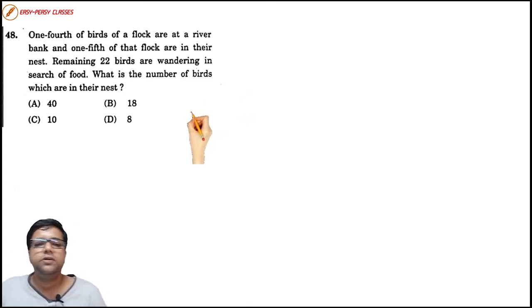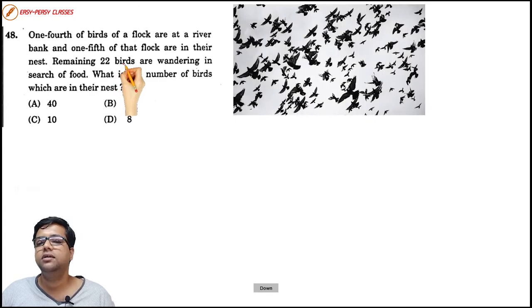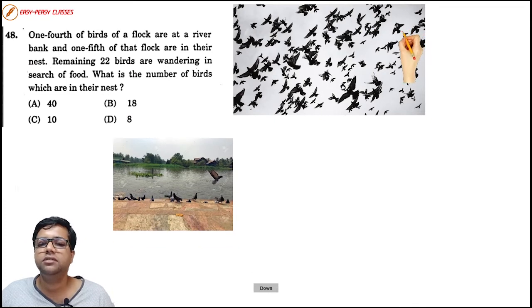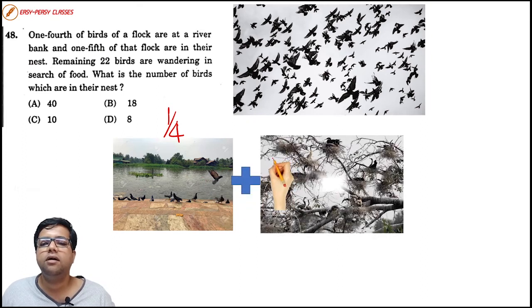Okay, moving forward to the next question, question number 48. One fourth of the birds of a flock are at a river bank. There are some number of birds, and among them, one fourth of them are at the river bank. And one fifth of that flock are in their nest.